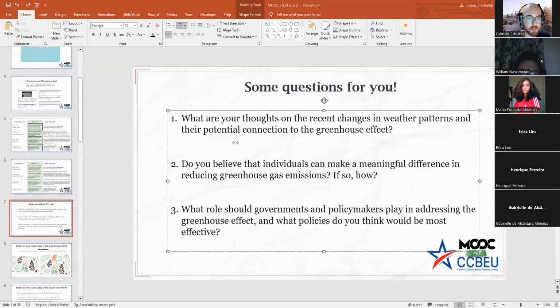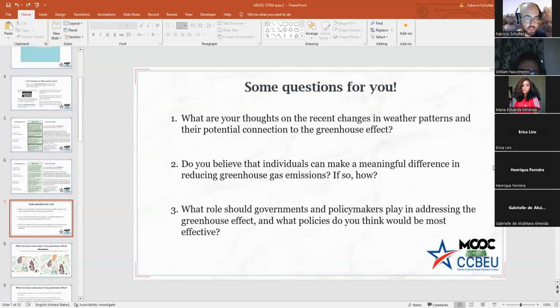What does addressing mean in this case? Address is to take care of, to deal with, to do, right? So what do you think they should do about it? About the greenhouse effect?